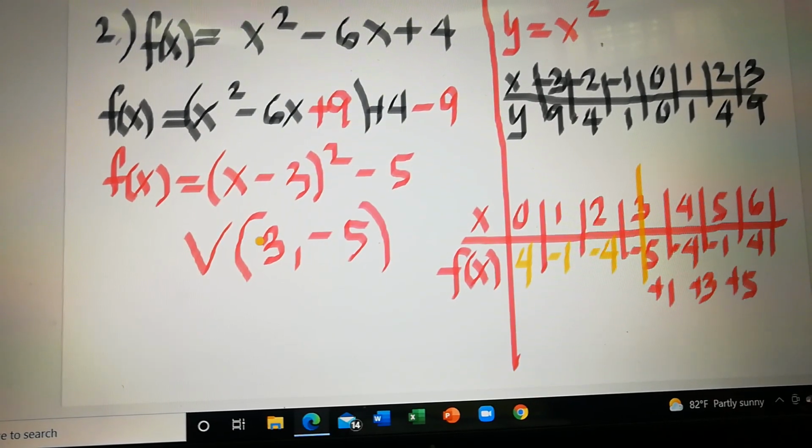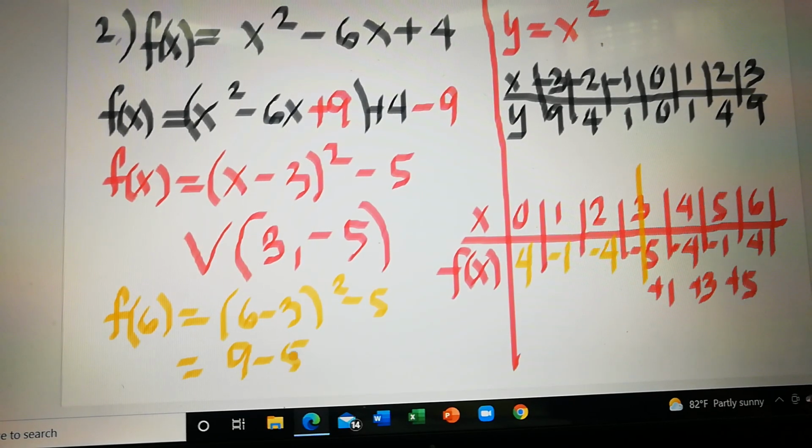Okay, so whether you are going to plug in 4, 5, 6 or 0, 1, 2, 3 into this function, let's say we will plug in 6. F of 6 is equal to 6 minus 3, squared, minus 5. That is now equal to 3 squared, which is 9, minus 5. So f of 6 is equal to 4. So this is correct. So we will now draw the graph.